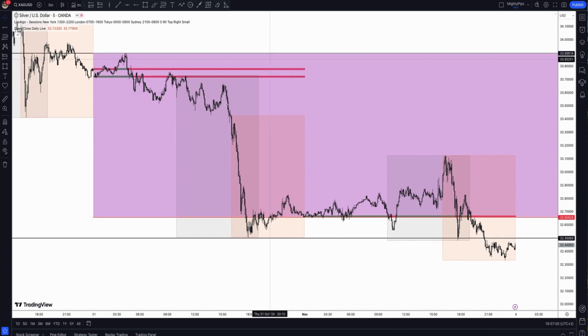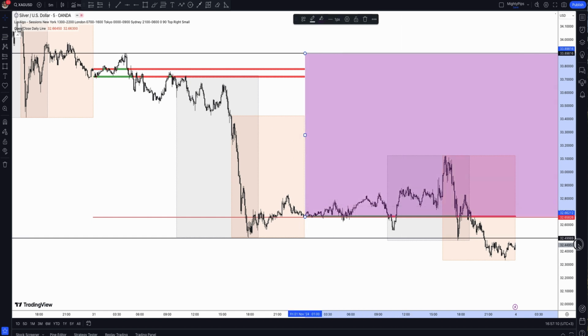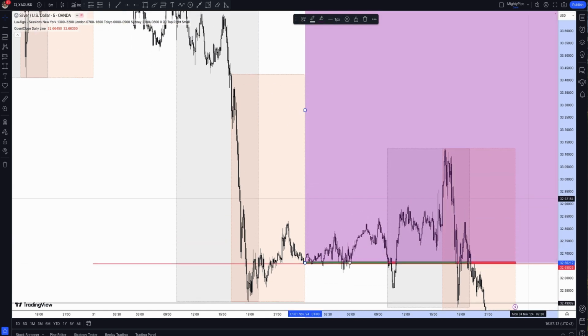So this is the day we are talking about. We are going to move the purple zone forward here. Here you see this green line. Let me zoom in so that you guys can see.